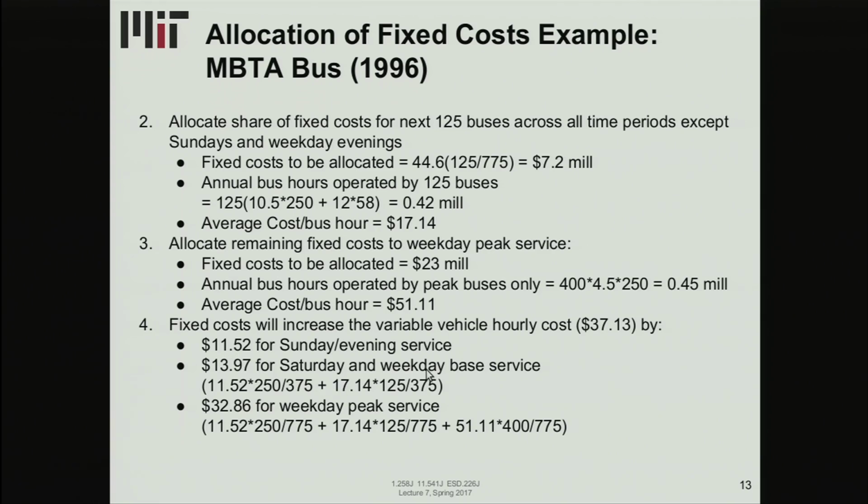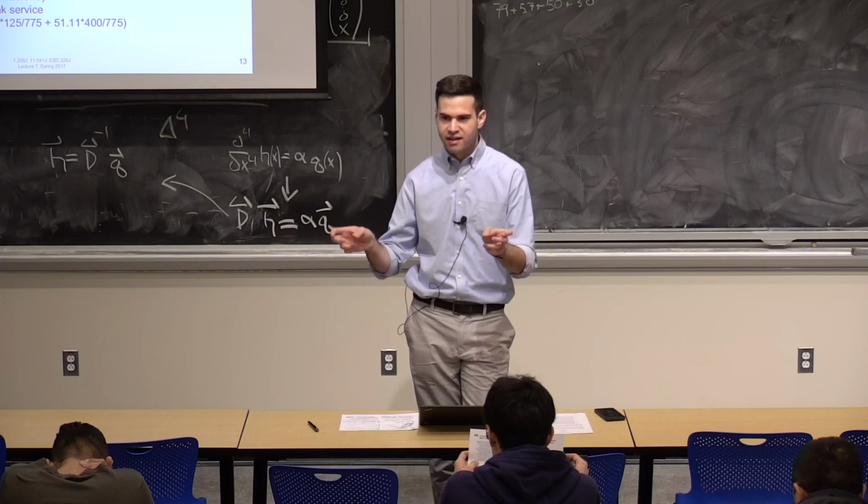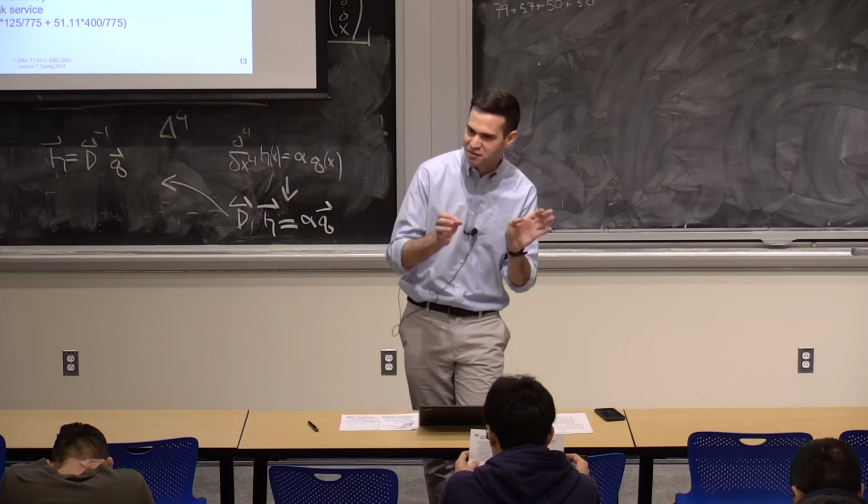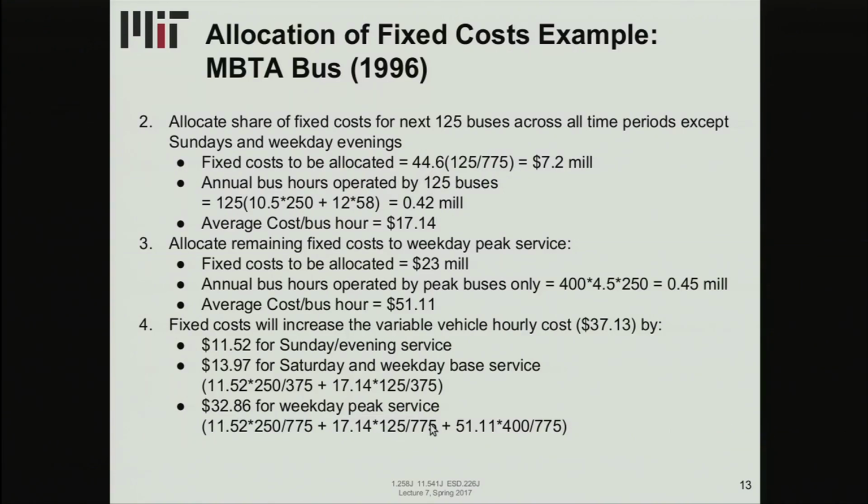For Saturday and weekday service, we want to increase the base cost of $37.13 by $13.97. And for weekday peak, we want to increase it by $32.86. Notice that for Saturday and weekday, we have to combine the two unit costs that we calculated. A portion of Saturday and weekday base service is from the first 375 buses, and a portion of it is from the additional, more expensive 125 buses. And when we do peak, the same thing applies.